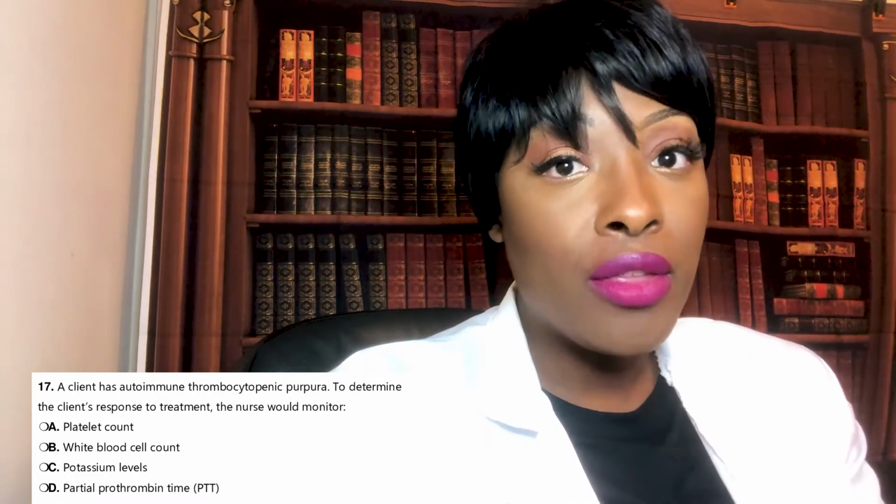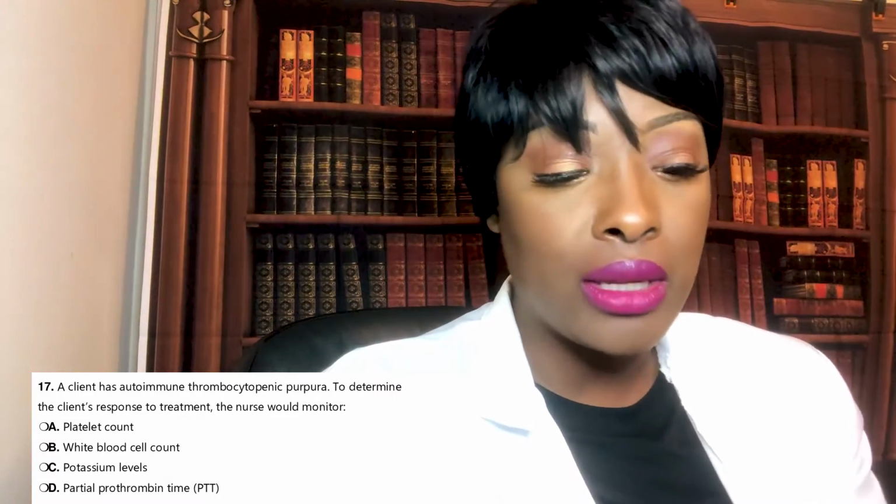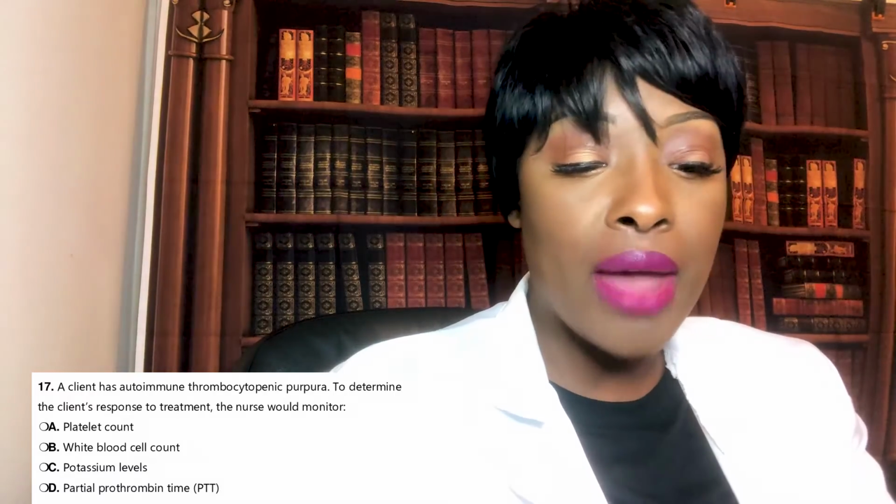I just broke that word down for you guys. Thrombus, blood clot, cytopenic, just a little bit of blood clots. What makes your blood clot? Platelets. So obviously you're going to look at the platelet count, okay? That's, by the way, patient has thrombocytopenic purpura, they're at risk for bleeding.